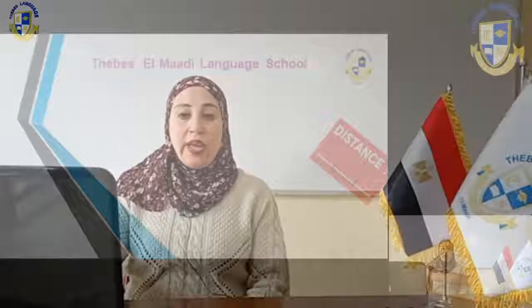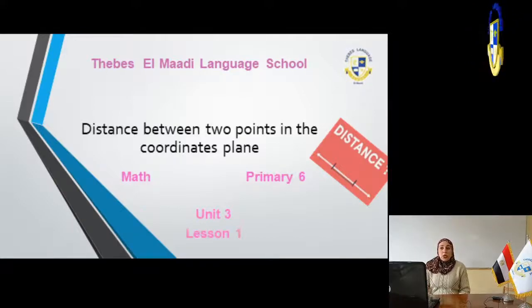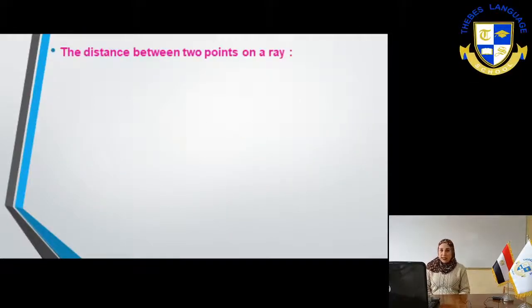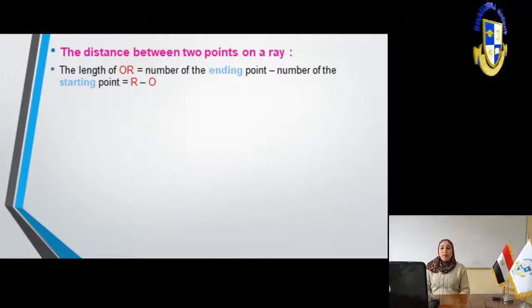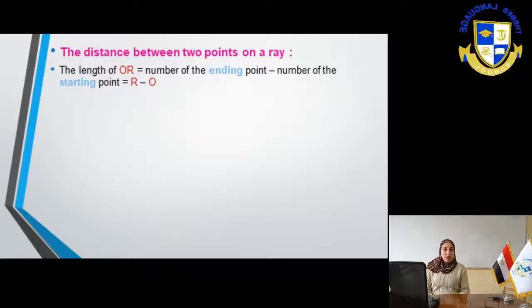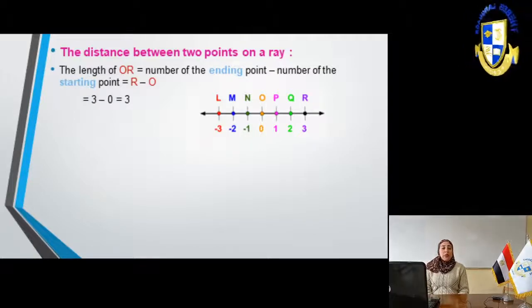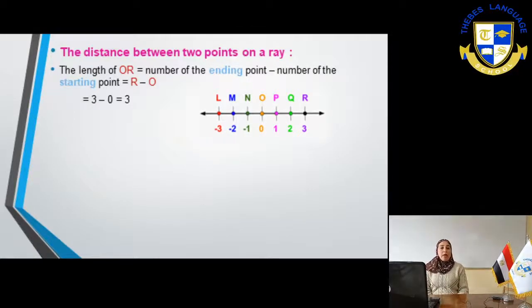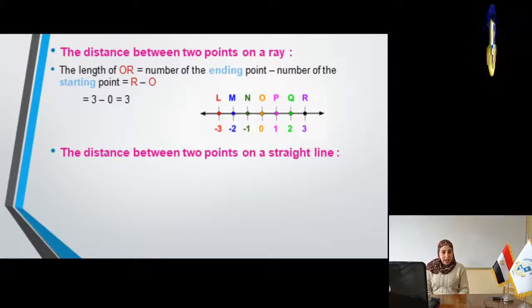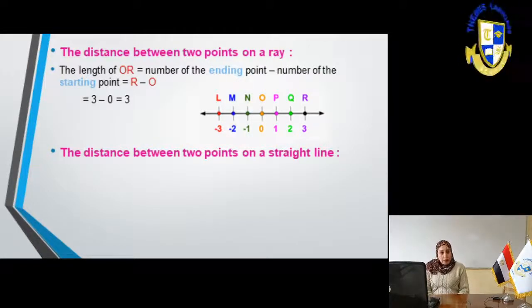Today we will talk about how to calculate the distance between 2 points in the coordinate plane. At the beginning, let's see how to find the distance between 2 points on an array or on a number line. It's the same meaning. For example, the length of OR equals the number of the ending point minus the number of the starting point, which means R minus O. R here equals 3, and O equals 0. So it will be 3 minus 0 equals 3. The distance between 2 points on a straight line, the same meaning.